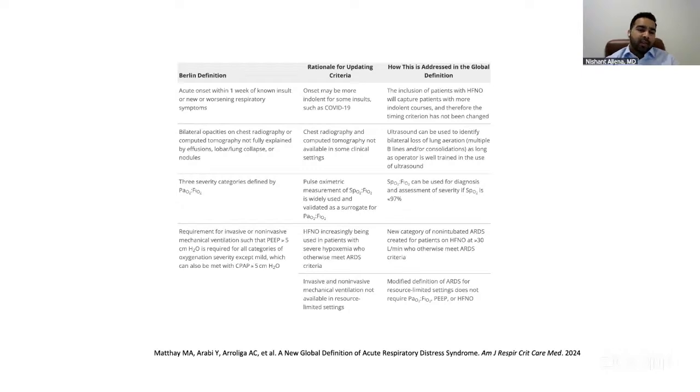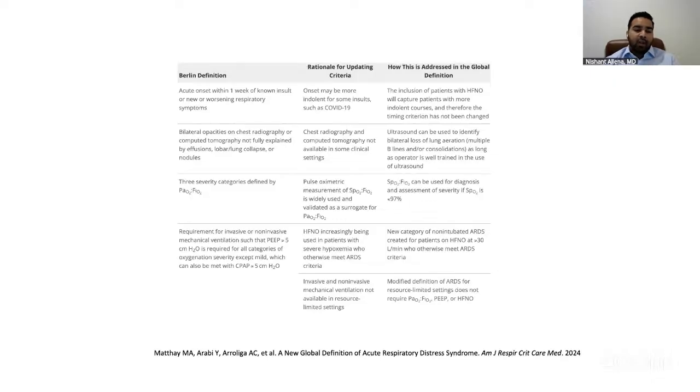And now again, the previous definition stated that you needed bilateral opacities on chest radiography or CT. Again, in a resource poor setting, can you really have that? You don't. Now, can those patients be excluded as not having ARDS? You cannot. And that's the reason why ultrasound, which is a quick bedside tool, has been used to identify loss of lung aeration. And the three categories, essentially, they've retained the same categories. There was absolutely no change in that, apart from adding the Kigali index now.